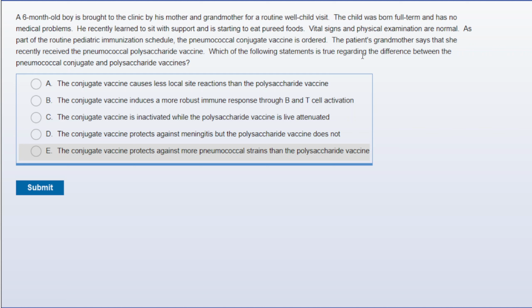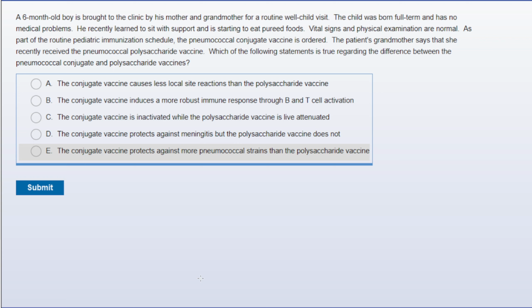Which of the following statements is true regarding the difference between the pneumococcal conjugated and the polysaccharide vaccine? The options that we have: the conjugated vaccine causes less local site reaction than the polysaccharide vaccine; the conjugated vaccine induces a more robust immune response through B and T cell activation; the conjugated vaccine is inactivated while the polysaccharide vaccine is live-attenuated; the conjugated vaccine protects against meningitis, but the polysaccharide vaccine does not; the conjugated vaccine protects against more pneumococcal strains than the polysaccharide vaccine. Which one do you guys pick?